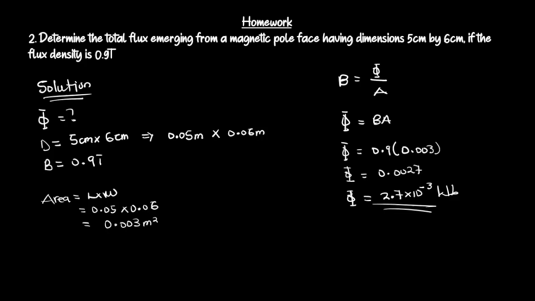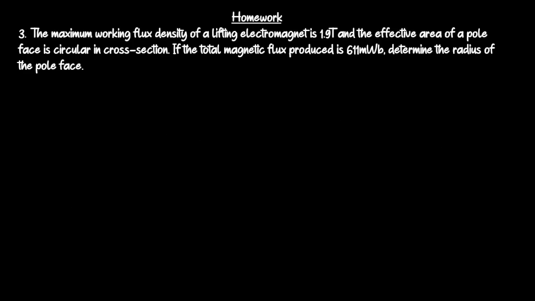All right, so let's go ahead and look at the last solution, last problem. The maximum working flux density of a lifting electromagnet is 1.9 Tesla, and the effective area of a pole face is circular in cross section. If the total magnetic flux produced is 611 milliweber, we are to determine the radius of the pole face. As usual, I'll write down the solution to this problem.